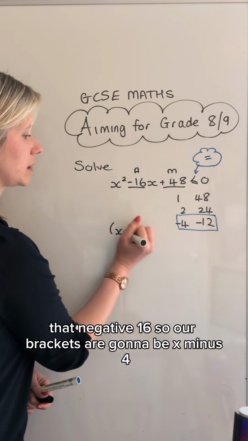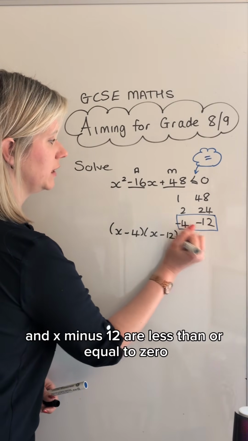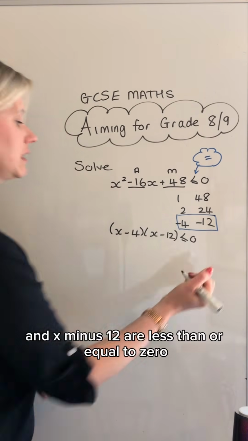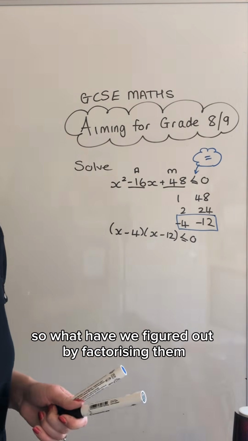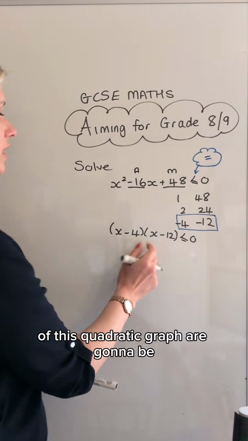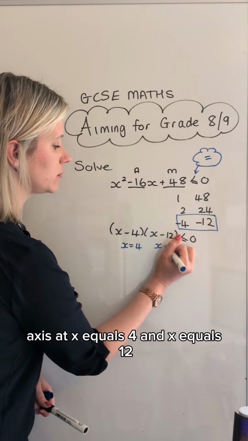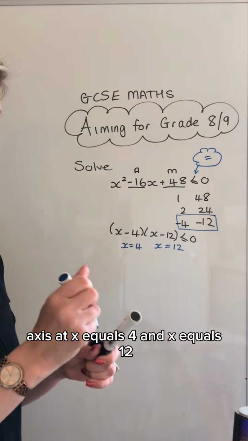So our brackets are going to be x minus 4 and x minus 12 less than or equal to 0. So what have we figured out by factorising? We have figured out what the roots of this quadratic graph are going to be. We know that it is going to cross the x-axis at x equals 4 and x equals 12.